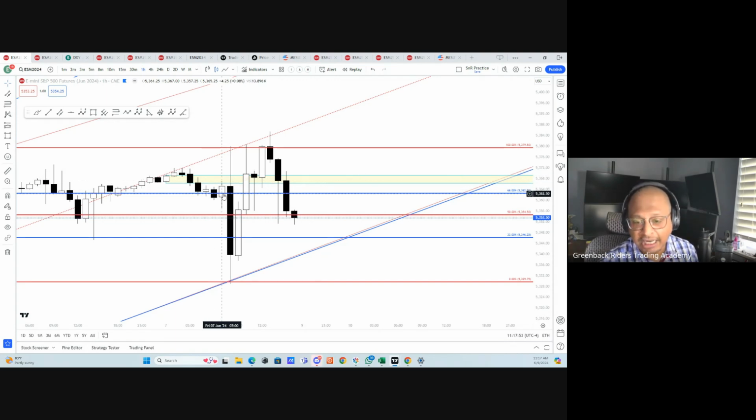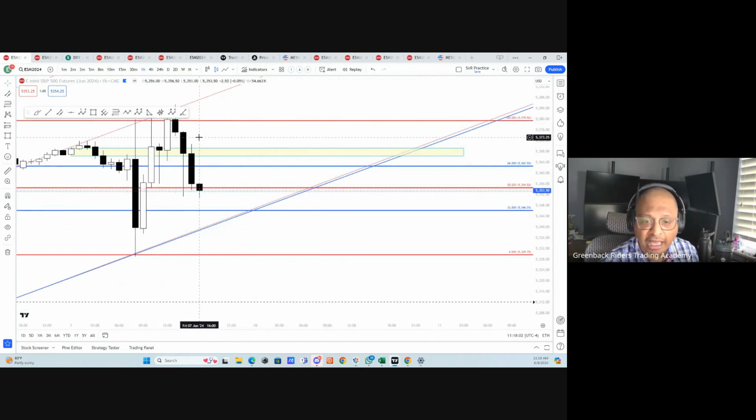But then it's a 4 hour chart, and these are large areas where you can actually make good profit in the 5 minute time frame. Correct? So this is how we look at it.